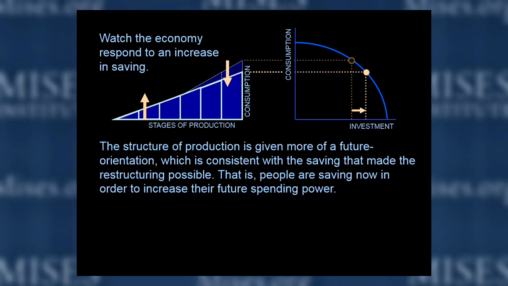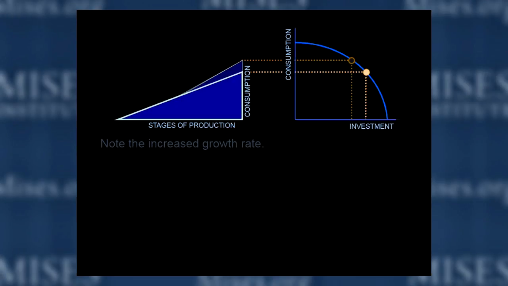The structure of production is given a more future orientation, which is consistent with the saving that made the restructuring possible. That is, people are saving now in order to increase their future spending power. That's why they save, okay? They don't save for fun. It's not fun. And so they plan to spend it and take some entrepreneurial judgment to figure out what they're going to spend it on, but that's what the economy is all about. Okay. Note the increase in the growth rate.